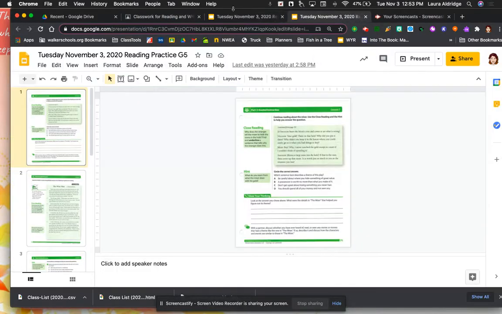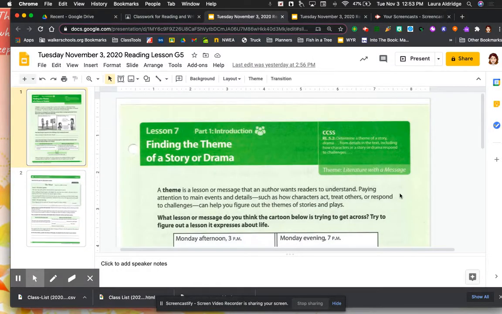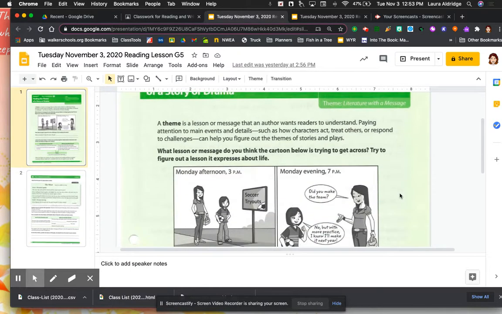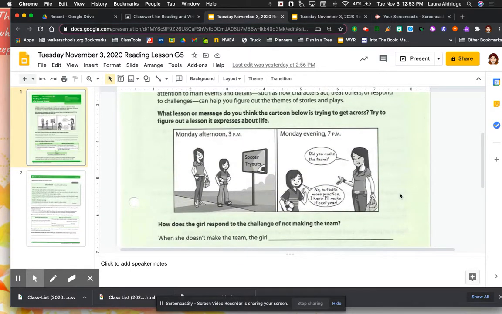Awesome. And we'll actually use that particular strategy a little later on. Let's take a look at this cartoon really quickly. I wonder what lesson or message you think the cartoon shows from the author. Let's read this together. We've got 2 characters here. It looks like they're at soccer tryouts. Monday afternoon at 3 p.m. Monday evening at 7. Did you make the team? The lady asks. No, but with more practice, I know I'll make it next year.